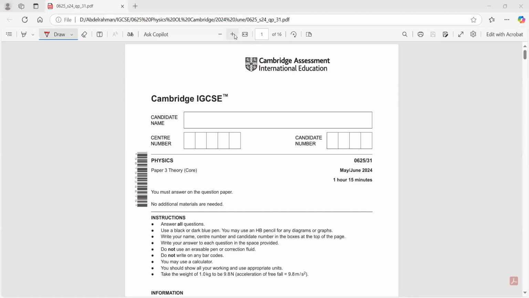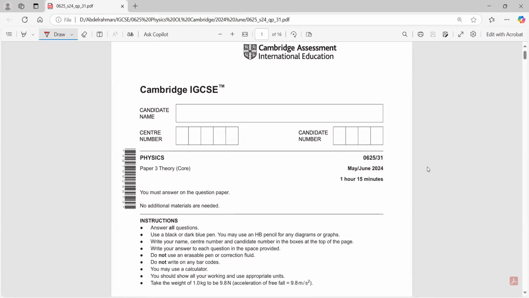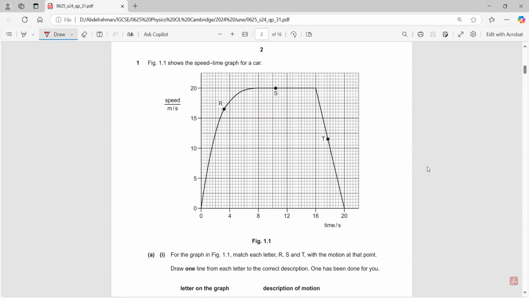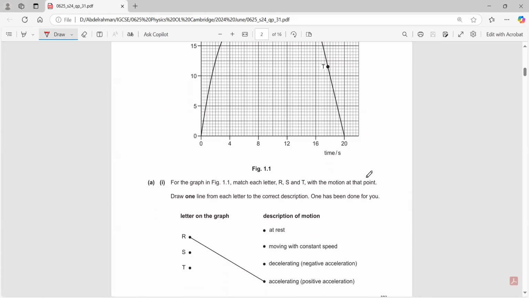June 2024, paper 3, variant 1. Question 1. Figure 1.1 shows the speed-time graph for a car. For the graph in figure 1.1, match each letter R, S, and T with the motion at that point.